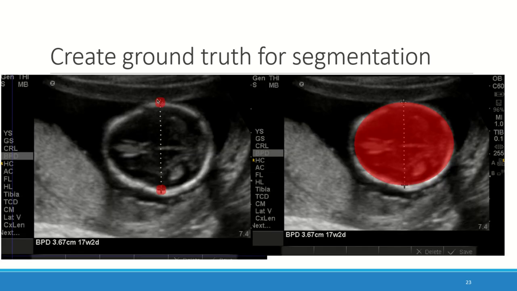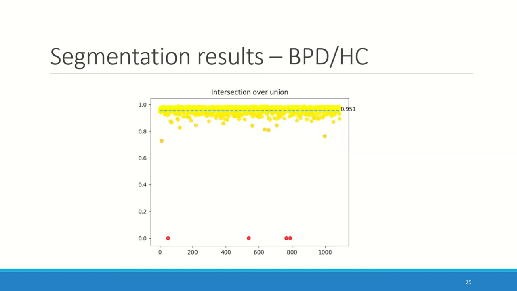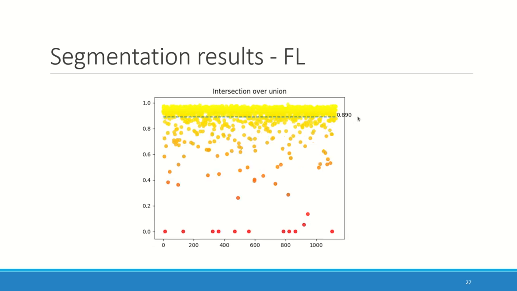Our ground truth is generated by detecting the position of the calipers, and then we generate, for example, for the heads, an ellipse. For our abdomen, we detect the position of the calipers and we generate a circle, or for our femurs, we generate a line in the region. And these are the results for our segmentation approach. We find that our metric is high for the detection of heads, it's 0.95. For our abdomen, it's 0.9 on average. For our femurs, it's 0.89.